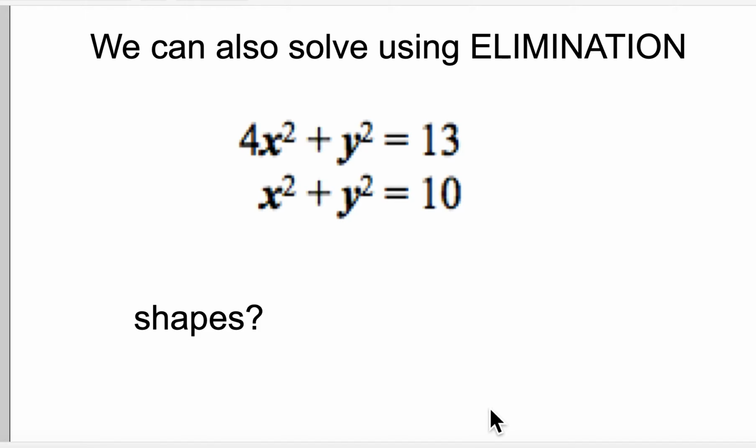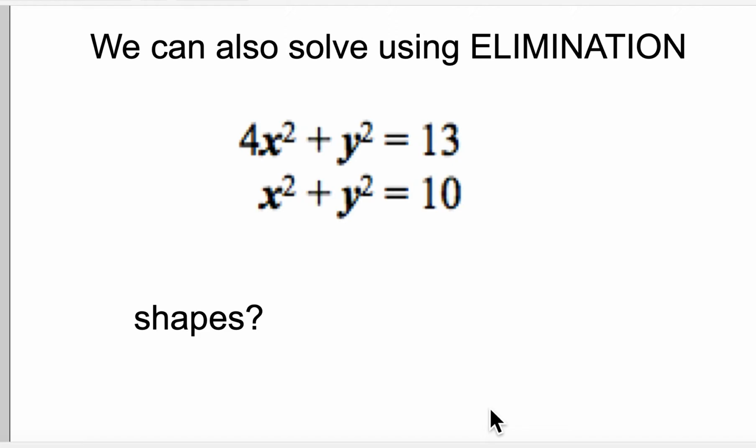All right, so for today's video, we're going to look at yesterday's notes. We're just going to wrap those up with elimination. So we did graphing and substitution yesterday. When we have two equations and they're not linear, we can still use elimination as if it was linear to solve it.